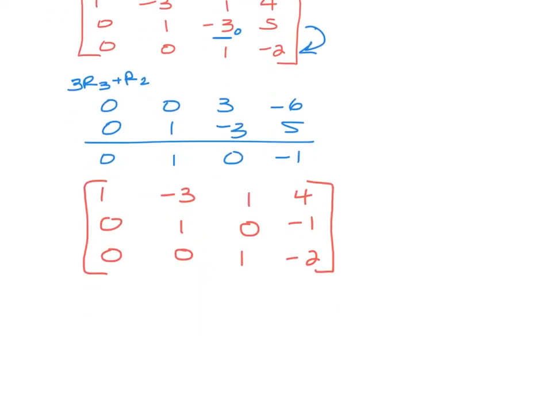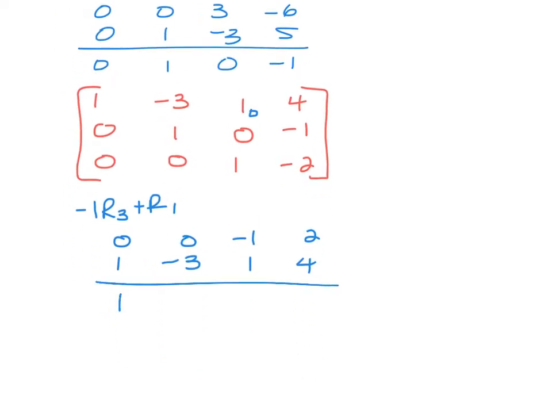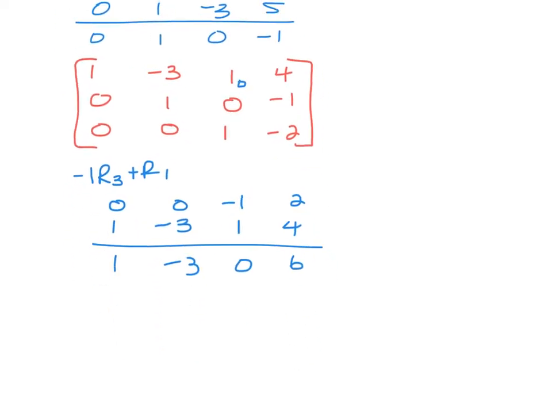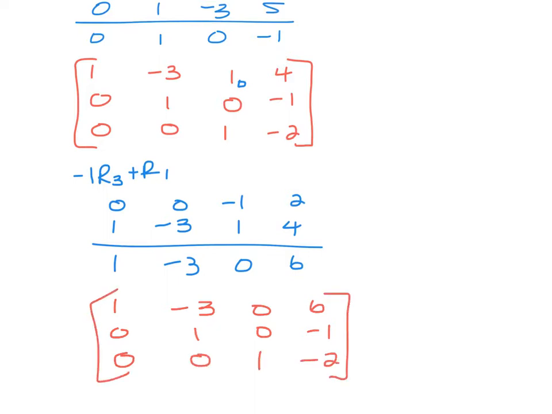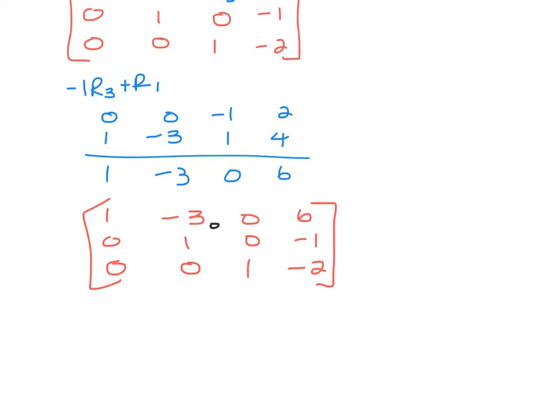And then if I want to get rid of the 0 here, I can multiply the bottom row by negative 1 and add it to row 1. And I'm replacing row 1. And then the last 0 I need to get is here. I can only do that with row 2. So 3 times row 2 plus row 1.